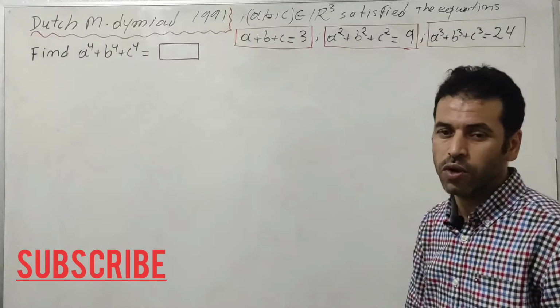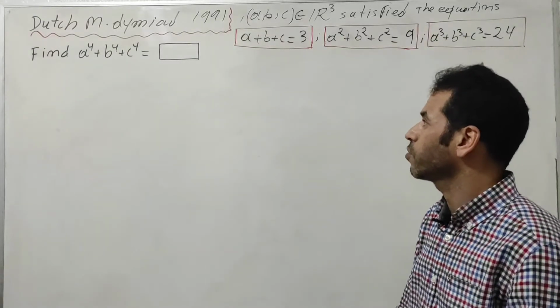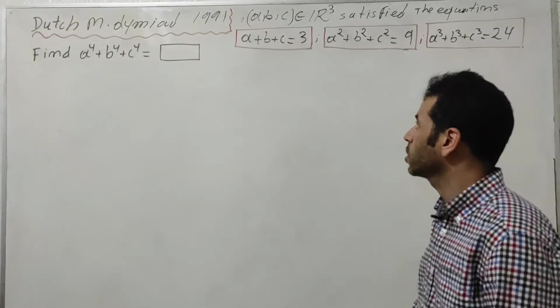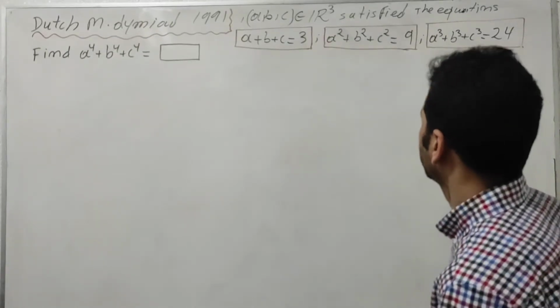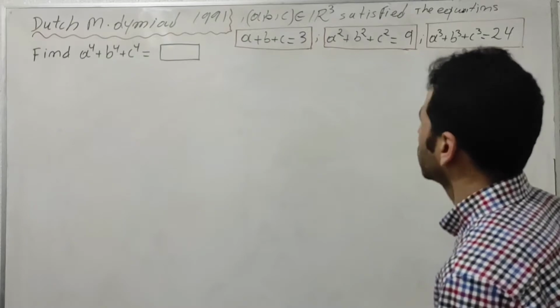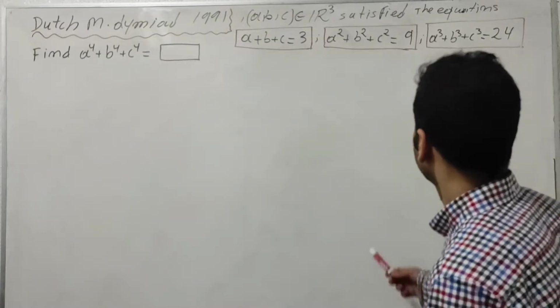Hi, in today's video, I would like to introduce you a very nice problem of Dutch Mathematical Olympiad of 1991. Here is the statement. There are three numbers, a, b, c, as real numbers, that satisfy these equations. So we have these three equations.